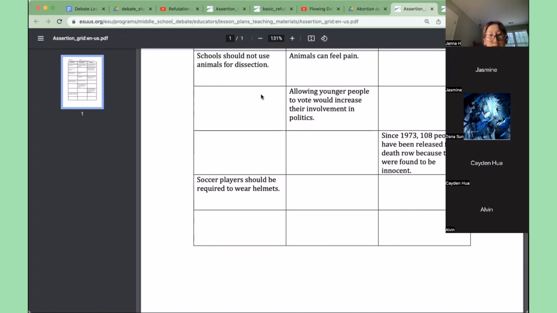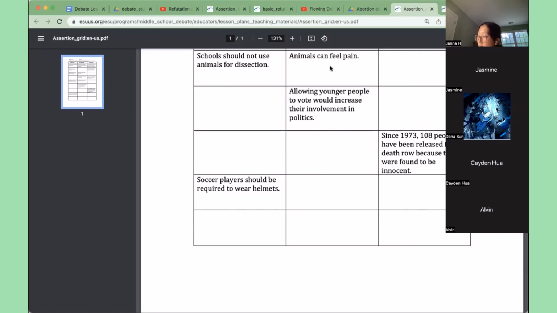Yeah, so for reasoning, you could just say helmets will prevent head injuries, and then for evidence, you could show a study that actually proves this, like Alvin said. Soccer players should be required to wear helmets because wearing helmets protects soccer players from head injuries in case they fell down. And a study shows that 90% of head injuries from soccer matches are those of players who rarely wear helmets. So yeah, any evidence that shows that this is true will work.